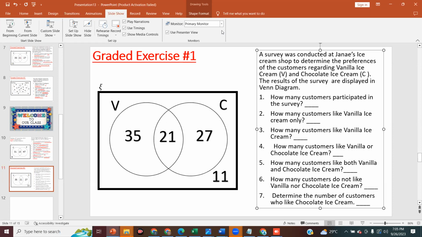The fifth question says how many customers like both vanilla and chocolate ice cream. The sixth question says how many customers do not like vanilla nor chocolate ice cream. And the seventh asks determine the number of customers who like chocolate ice cream.